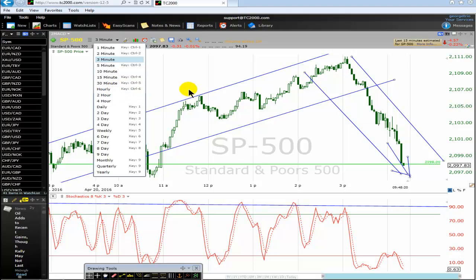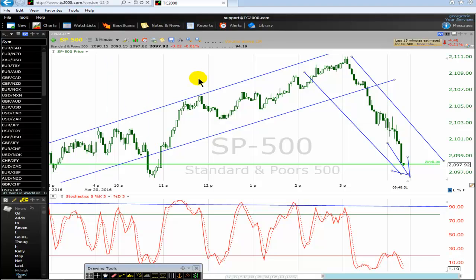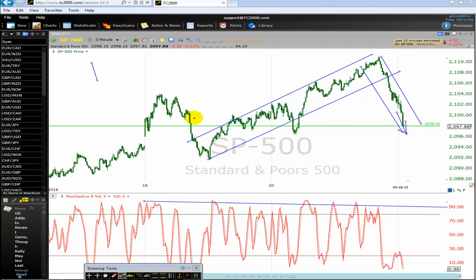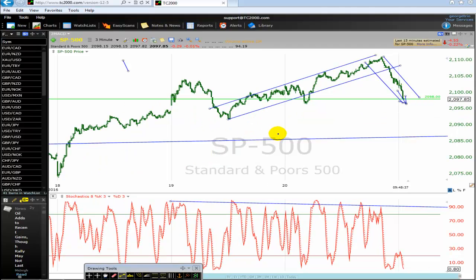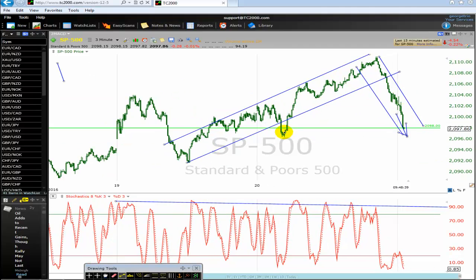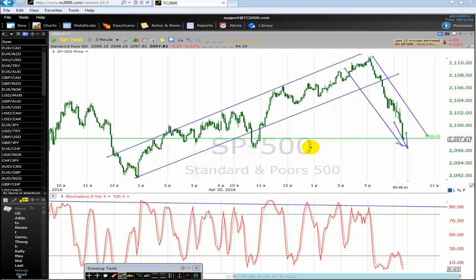So for me, this order is now filled. I'm now in this trade at 2098, selling the S&P 500. Now I will place my stop loss, keeping things very simple. The S&P 500 doesn't go fast like the Dow Jones, so I don't want to use too many pips. So you see the high here on my 3-minute time frame.